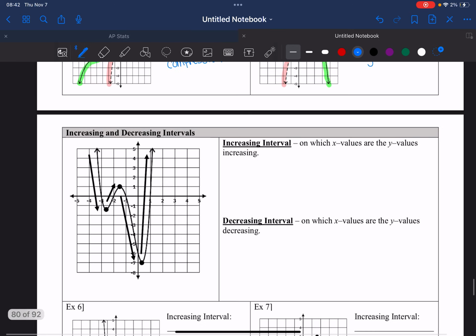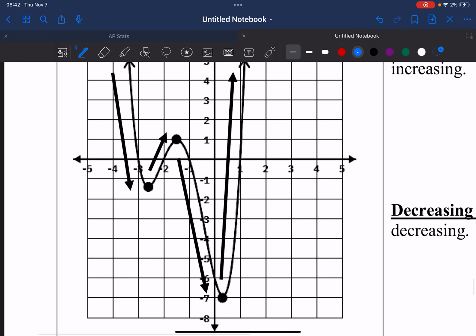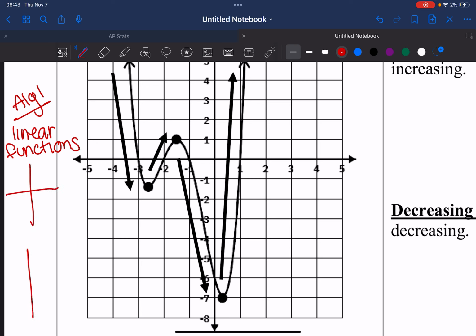Okay, next part. This part is the only new part of these notes, the increasing and decreasing intervals. When we think of increasing and decreasing intervals, we're going to write a little note off to the side. We're going to think back to Algebra 1, when you learned about linear functions. Remember when you were graphing linear functions, we had a positive slope and a negative slope.